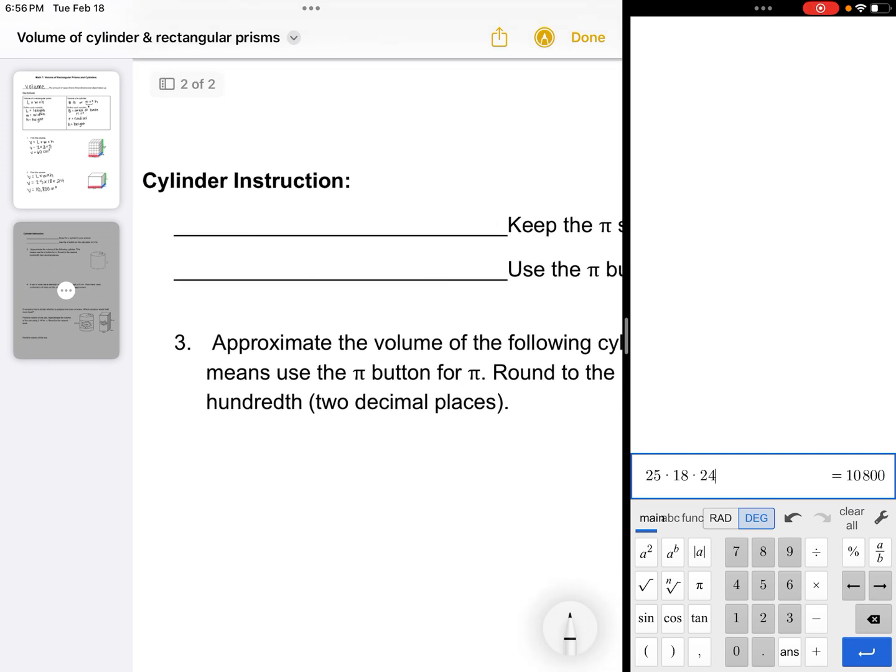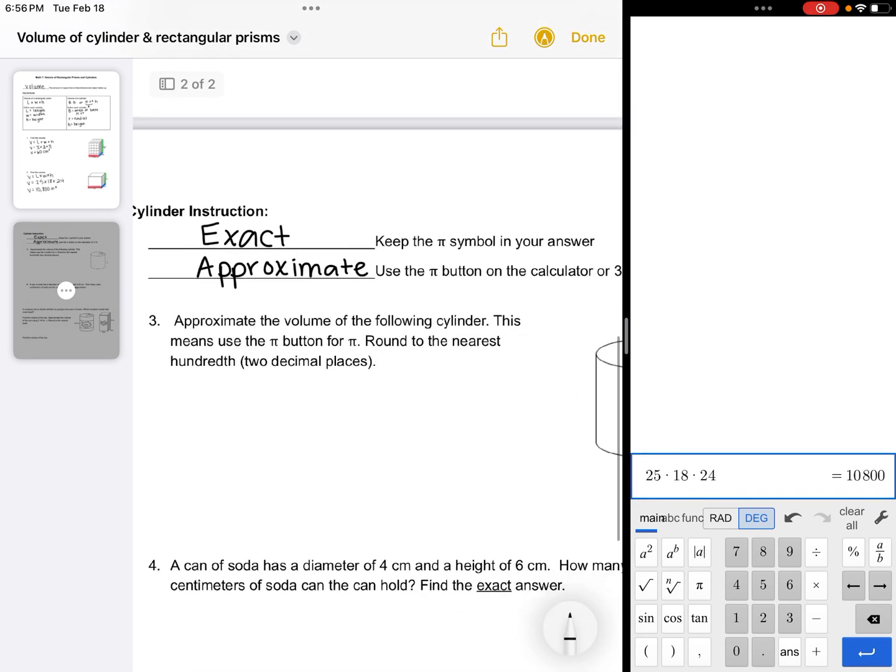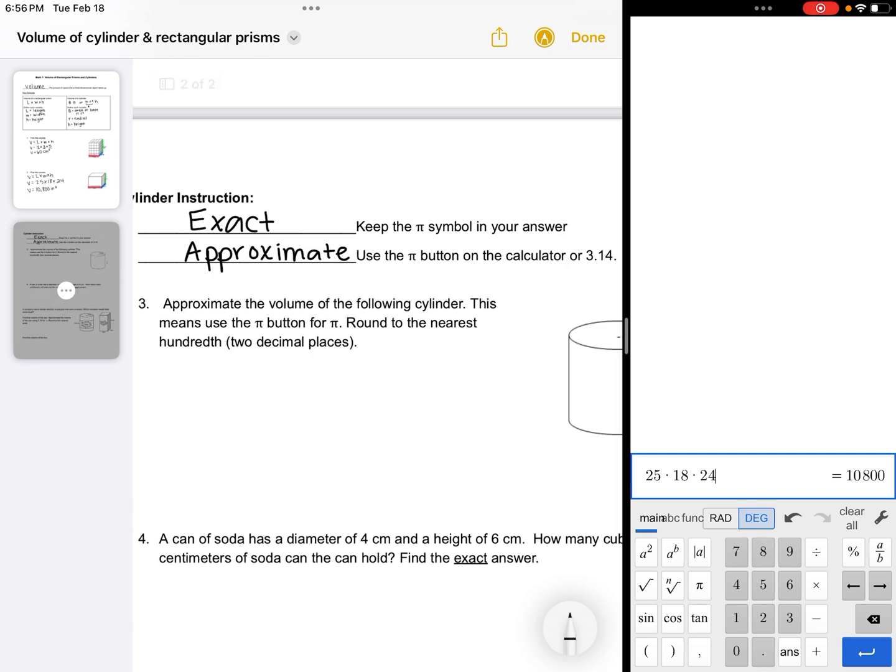So I'm going to zoom in. When it says find the exact circumference, the exact volume, that means that you're going to have a number with the pi symbol as your final answer. The second one is going to be approximate. This is whenever you actually multiply by the pi symbol in your calculator.